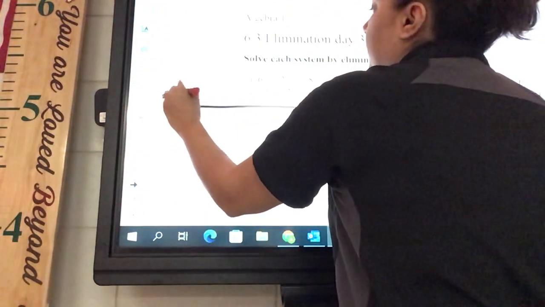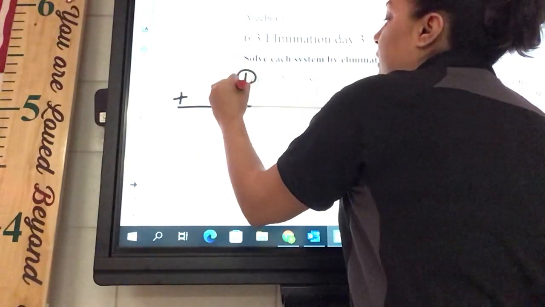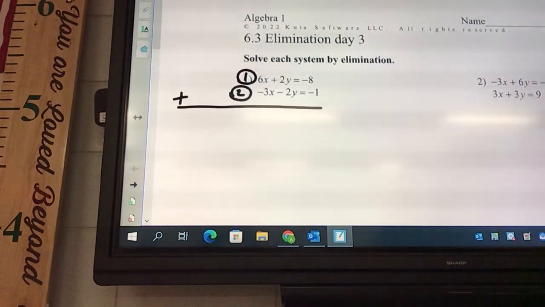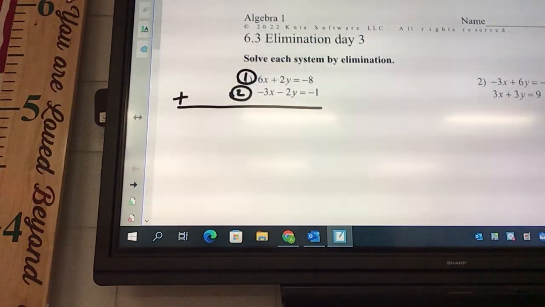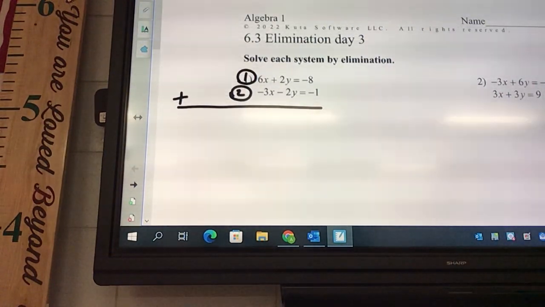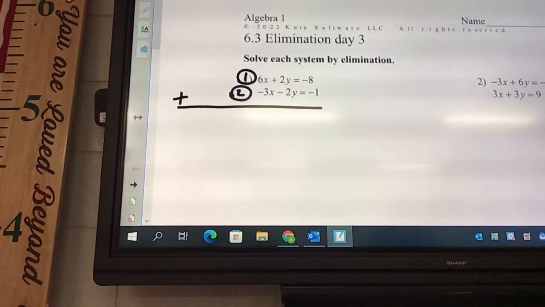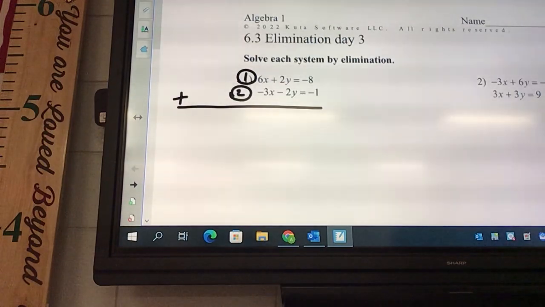Okay. Now, today, it seems like before it probably didn't really make sense why we always label. Today is going to be actually super important that you label, and we're going to be talking about the original equations, okay? So, we can add these together. So, what is 6 plus negative 3?